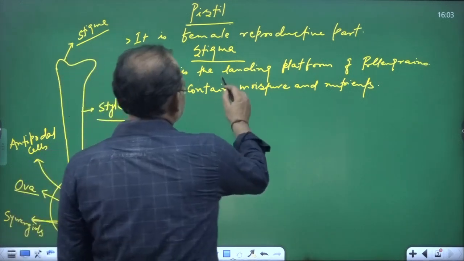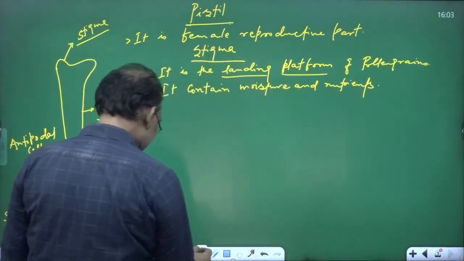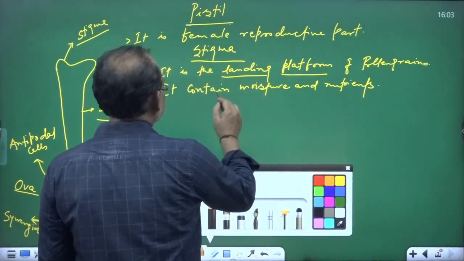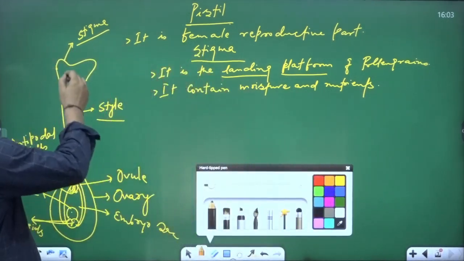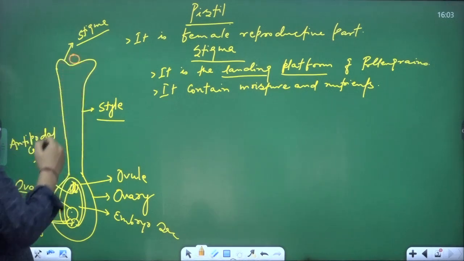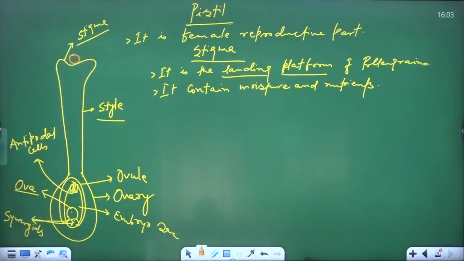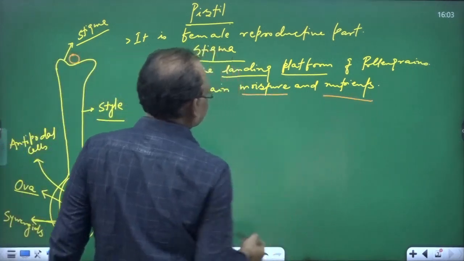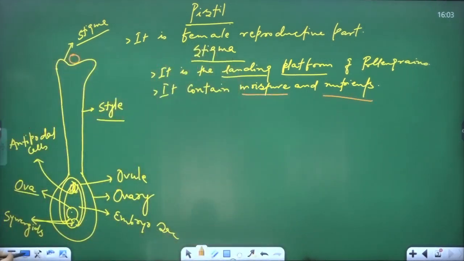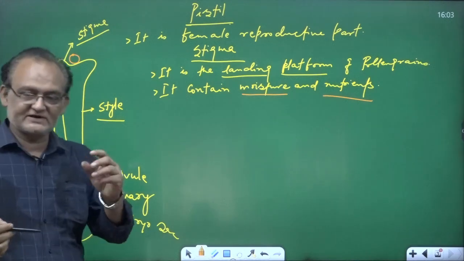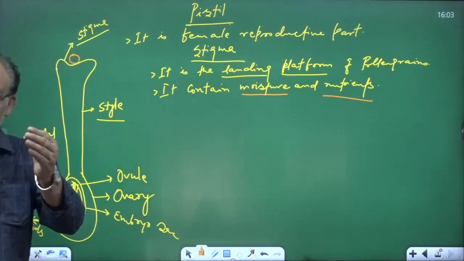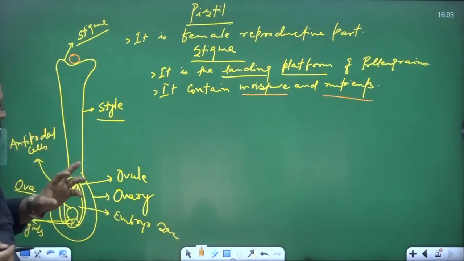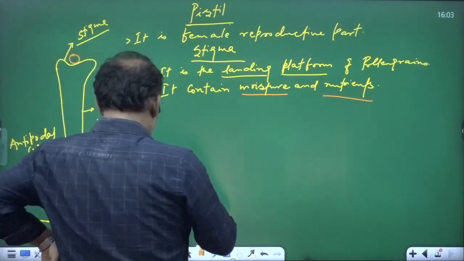So stigma is the point where they actually land, meaning the pollen grain lands here. Understood? And it has moisture and nutrients. So nutrients and moisture actually help the pollen in germination. Pollen grain forms pollen tube, right? Acha. Now write down about style.